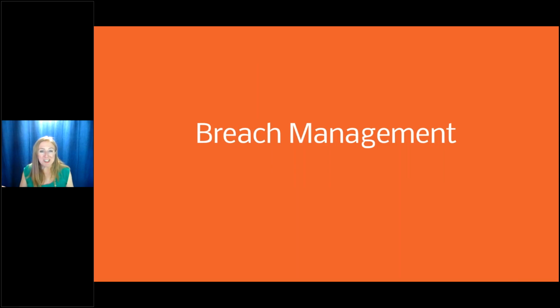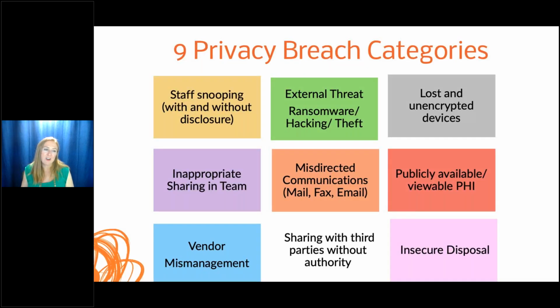What is a privacy breach? You may have questions about that. There are 9 main categories of privacy breaches that you have to be thinking about and that you want to train your team on. Snooping is a big one, so that's looking at or disclosing information without authority. External threats, like we've talked about, ransomware, hacking, or theft of information. Lost and unencrypted devices. Inappropriate sharing of information within the team. Misdirected communications by mail, fax, or email, publicly posting information that should be private.